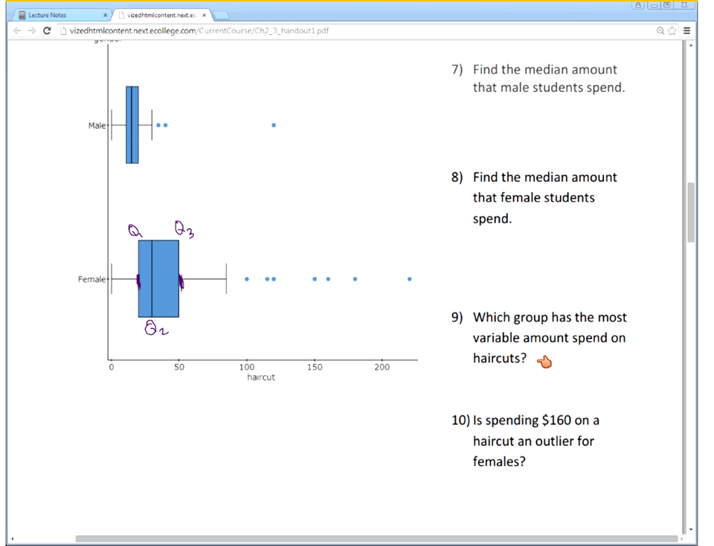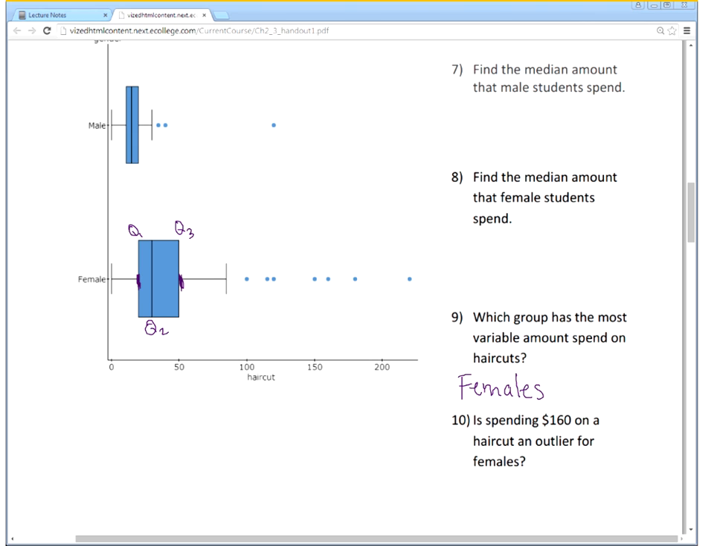One question I asked, I'm going to jump over to question number 9, and that says, which group has the most variable amount spent on the haircuts? So based on the box plots, which group do you think has the most variable amount? That would be the one with the largest IQR, right? The group with the largest IQR means they're the most variable group.